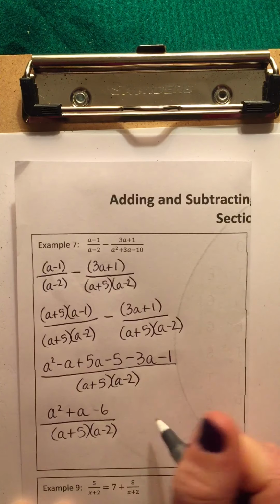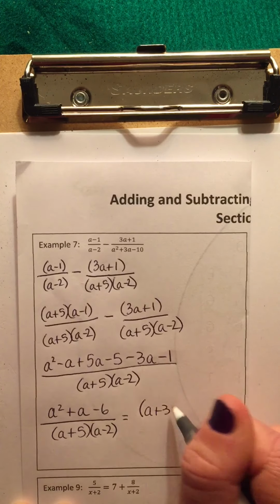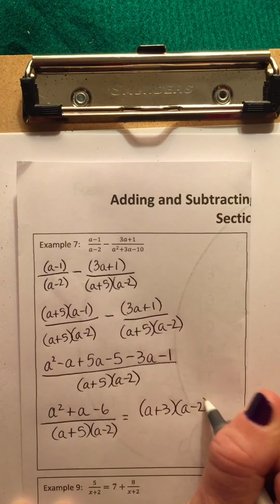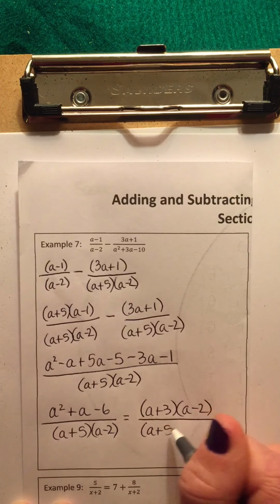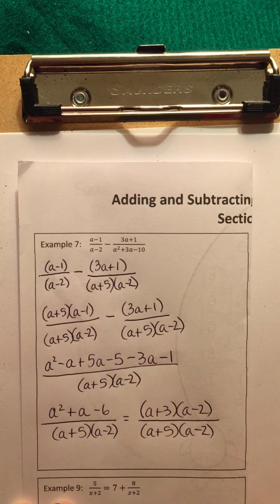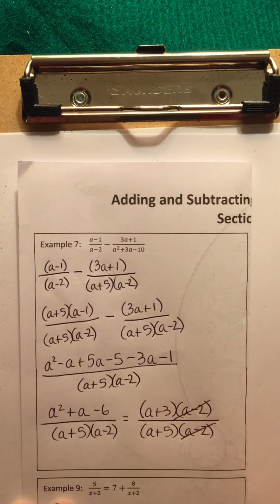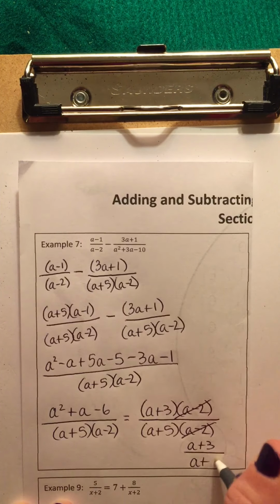I'm going to factor that numerator into a plus 3 times a minus 2, divided by a plus 5 times a minus 2. A minus 2 divided by a minus 2 is 1. Our final answer is a plus 3 over a plus 5.